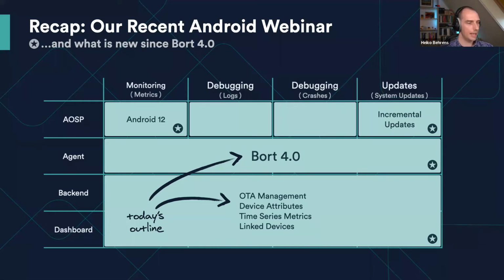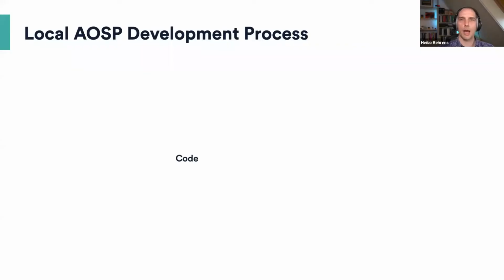All right. To do that, I would like to take a step back to the humble beginnings of writing code for AOSP. It starts with code. As a software developer for Android, for your hardware devices, you are writing some code, and from there you flash it on your device. You do some local testing and then some local debugging.